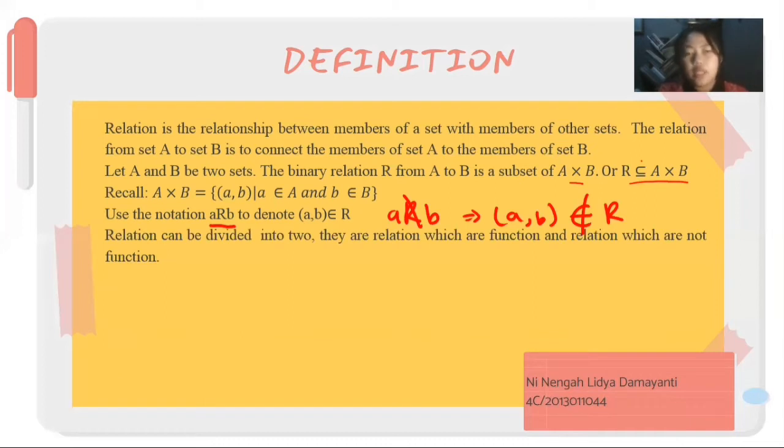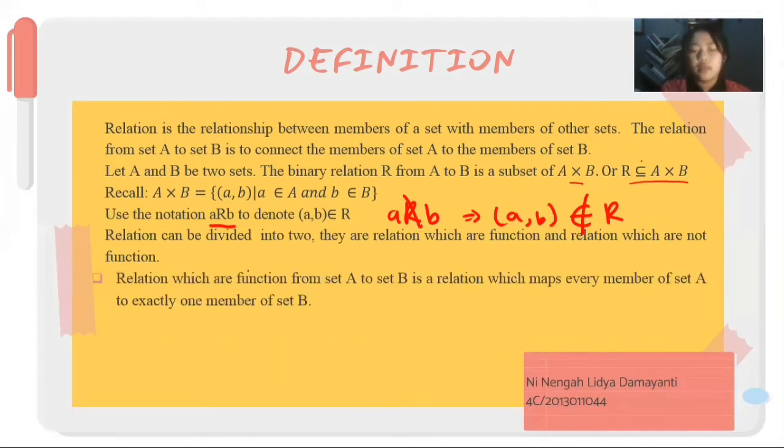And then relation can be divided into two. There are relations which are function and relations which are not function. A relation which is a function from set A to set B is a relation which maps every member of set A to exactly one member of set B. This kind of relation can be divided into three types. They are injective function, surjective function, and bijective function.